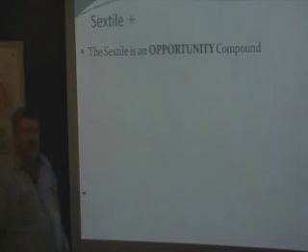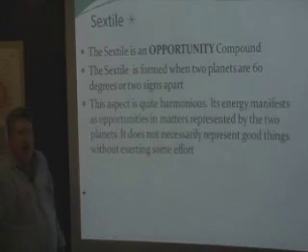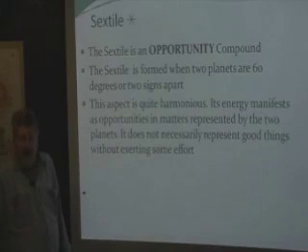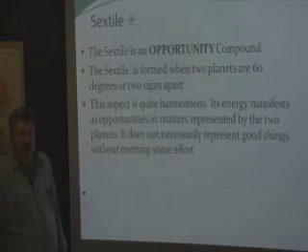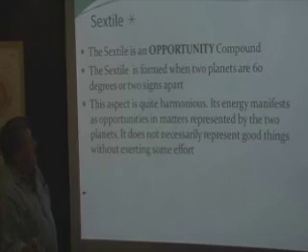This means planets that are 2 signs apart, 60 degrees. What this also means is that more often than not, except when a planet's at the end of one sign and the beginning of another, they will be in complementary elements. So planets in earth will be sextile to planets in water. Planets in fire are sextile to planets in air. And the sextile aspect is harmonious, but not as harmonious as a trine. We describe it as an opportunity compound.